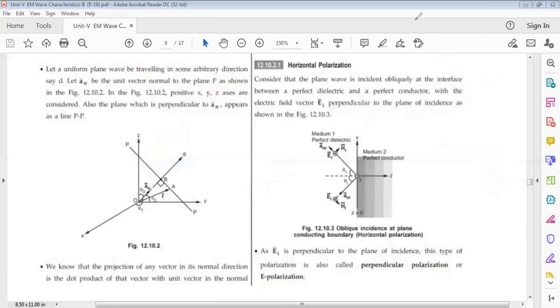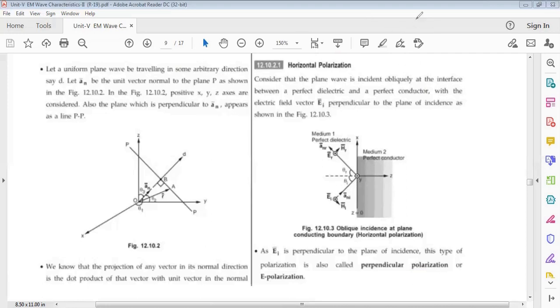So horizontal polarization is also called perpendicular polarization, also called E-polarization. Vertical polarization means parallel polarization, where the magnetic field is aligned parallel to the boundary surface. In other words, the magnetic field vector is perpendicular to the plane of incidence. Here the E is perpendicular to the plane of incidence. Vertical polarization means H is perpendicular to the plane of incidence. Then it is called parallel polarization, or H polarization. We are always comparing with the boundary conditions.